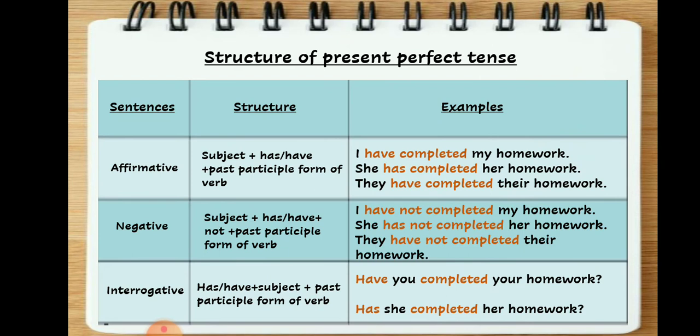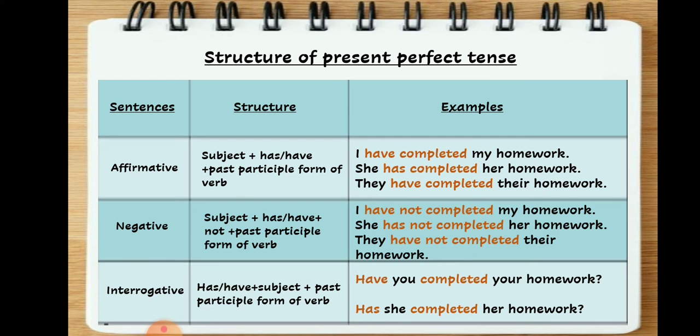Here is a table again to show how affirmative, negative and interrogative sentences are written in present perfect form. Structure of affirmative sentence: subject plus has or have based on the subject, meaning if the subject is in singular form then we would use has. If it is in plural form we will use have, plus past participle form of verb. I have completed my homework. She has completed her homework.